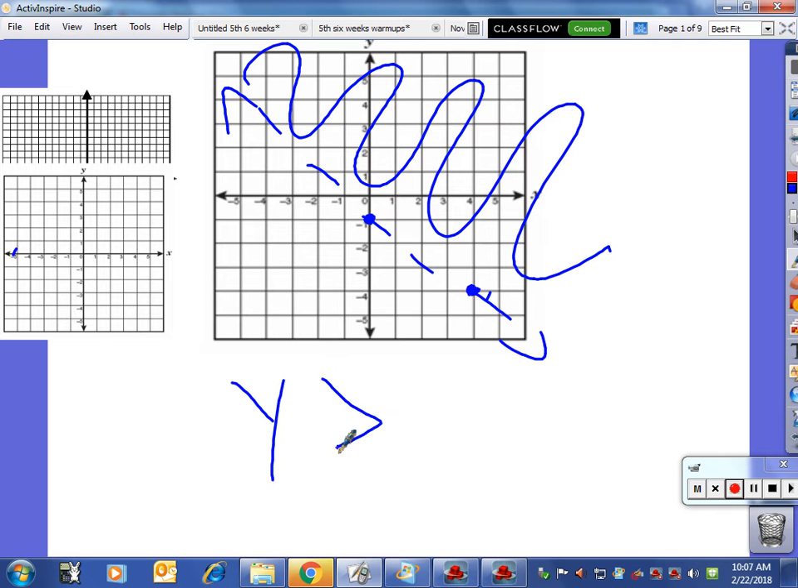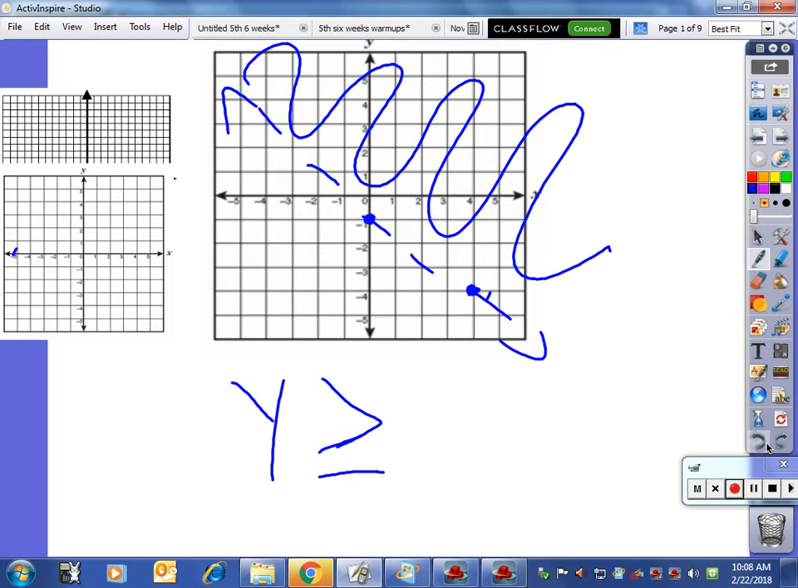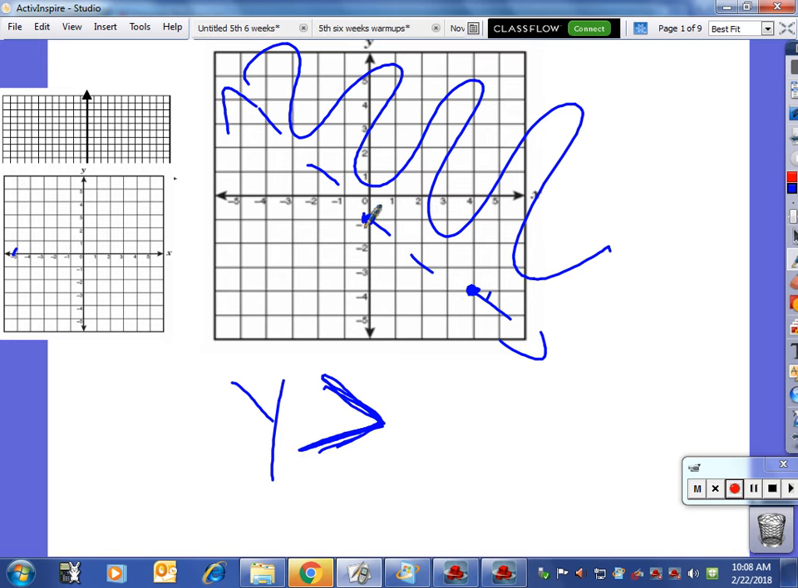So I know this is going to be y is greater than. It's just greater than because it's dashed. If it was solid, I would put greater than or equal to, but it's not solid. And I'm putting greater than because it's shaded above. Then all you've got to do is figure out the slope and the y-intercept. The y-intercept is -1, so I know there's going to be a -1.